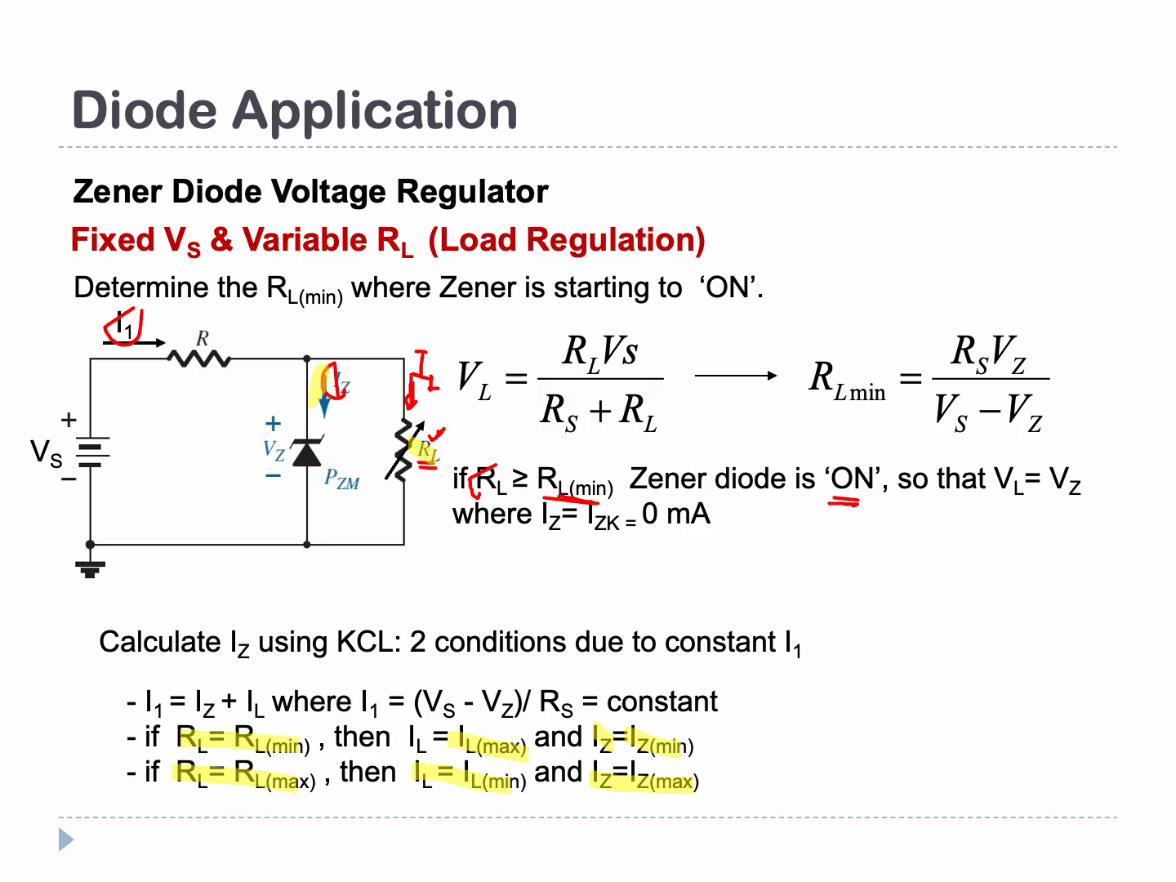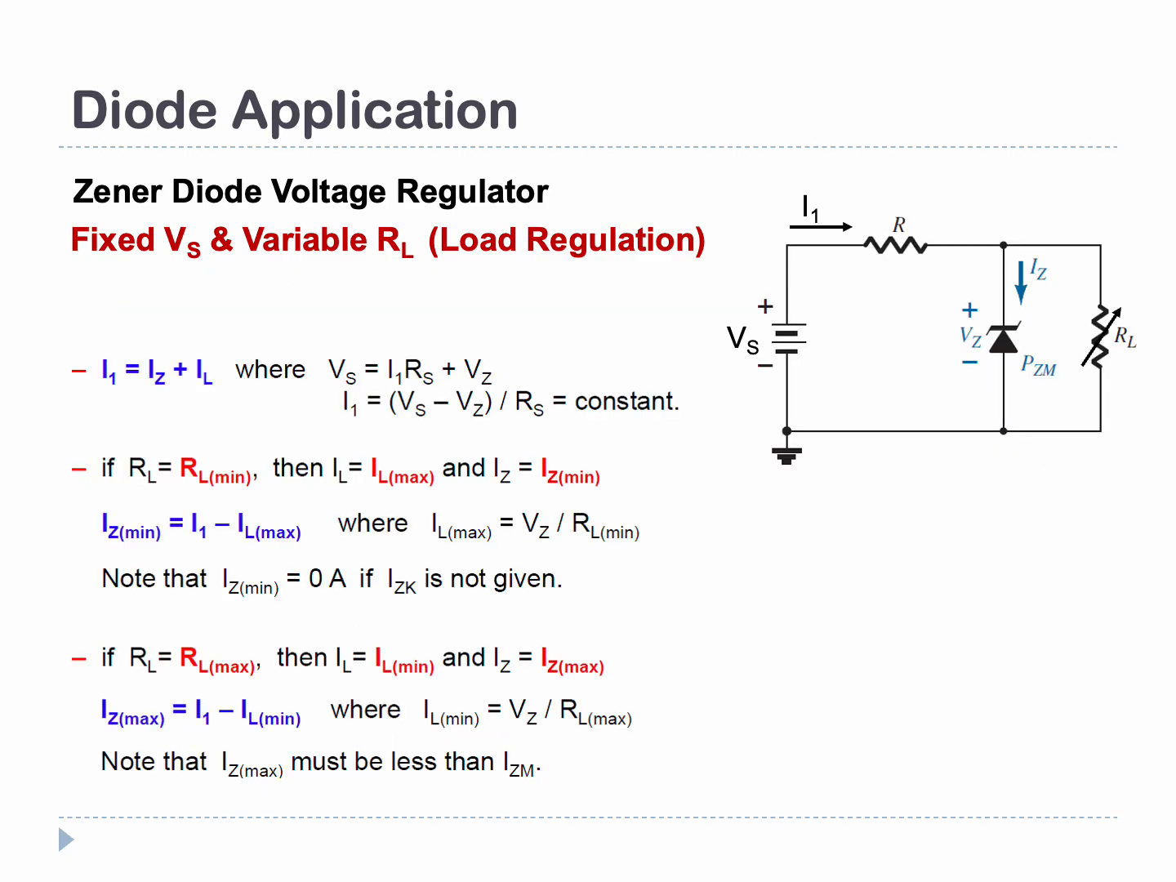Okay, so now let's look at this slide. So this is what it means. Your I1 is equal to IZ plus IL, where your Vs is equal to I1 Rs, which is the value of current multiplied by the value of the resistor, plus the value of Vz. This is when your zener diode is turned on. So you will get the value of I1 as a constant value.